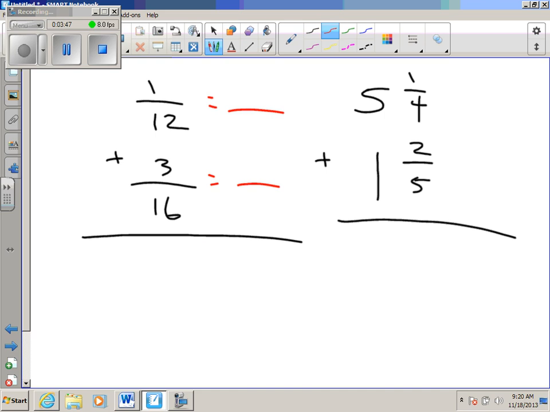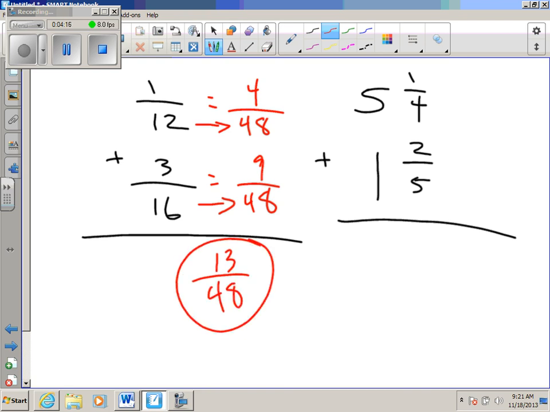So when I look at the 16, I think of the multiples. 16 doesn't work for 12. The next multiple of 16 is 32. 32 doesn't work for 12. So I need to think of the next multiple up from 32, which is 48. Does that work for both? So we're going to work with 48ths. 12 times 4, so 1 times 4. And 16 times 3, so 3 times 3, 9. 4 plus 9, 13 over 48.